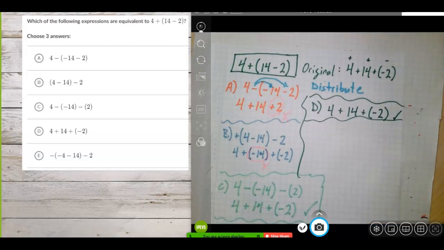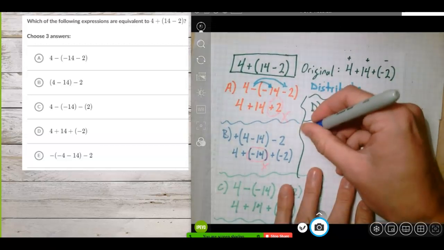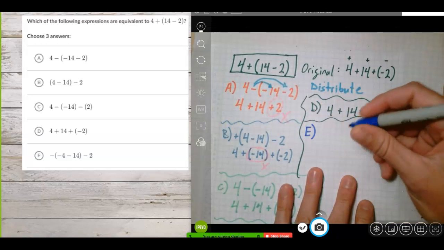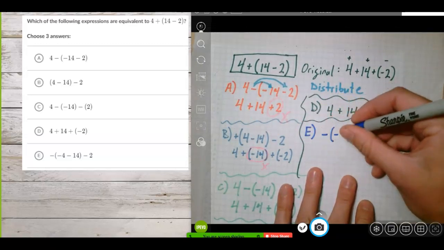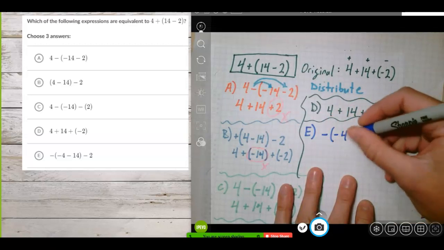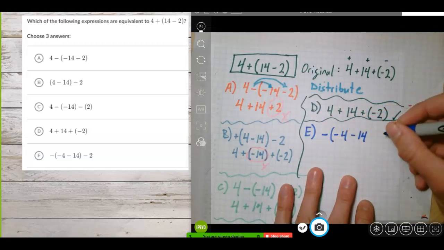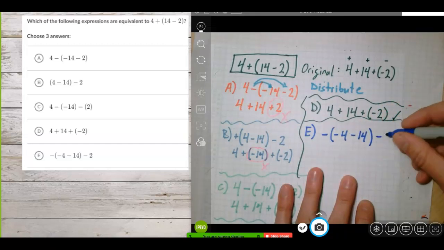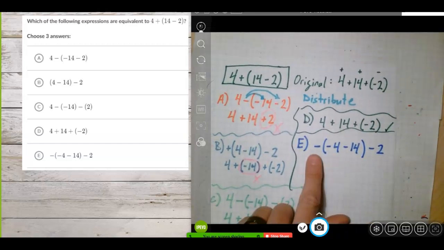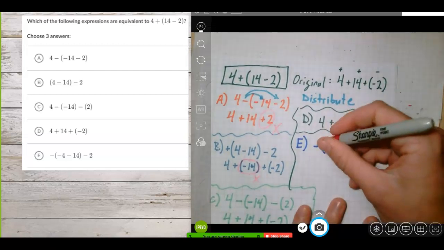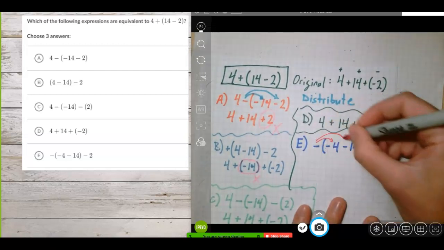So the last one that we'll solve will be E, and that starts with a negative or opposite symbol. Then in the parentheses, we have negative 4, minus 14, but we don't really like talking about minus. And outside the parentheses, minus 2. What's that word that we do with the negative that is right against the parentheses?